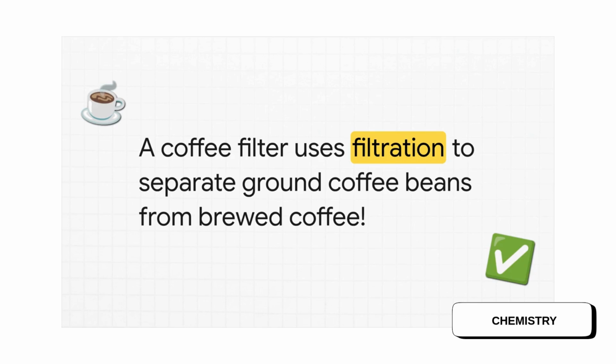And there it is, our aha moment. Brewing coffee creates a heterogeneous mixture, right? You've got solid grounds floating in liquid water. That paper filter is just a simple tool for filtration. It traps the big coffee grounds while letting all that delicious liquid pass right on through into your cup.